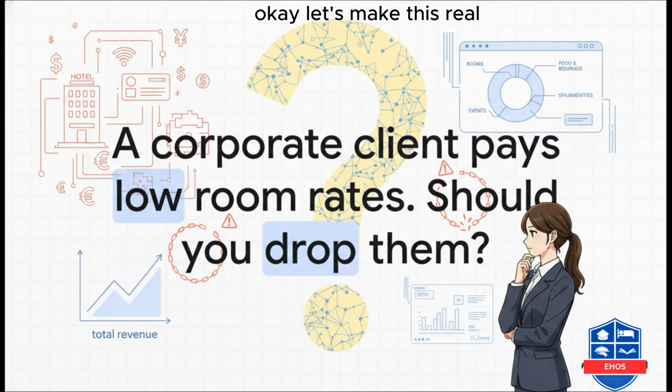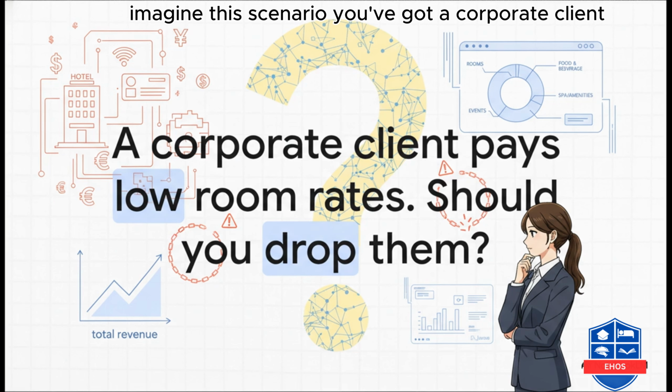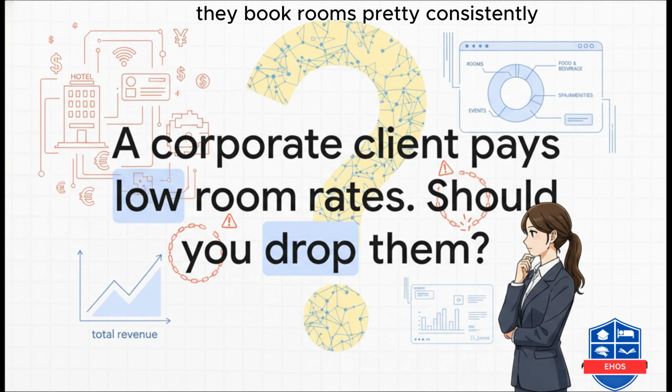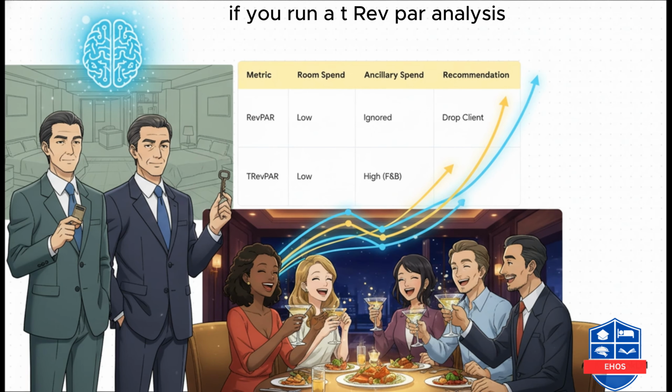Okay, let's make this real. Imagine this scenario. You've got a corporate client. They book rooms pretty consistently, but always at a low negotiated rate. Now, if you're only looking at RevPAR, your system is probably screaming that this client is unprofitable. So the question is, what do you do? Do you drop them? Well, if you run a TRevPAR analysis, you get a completely different story.